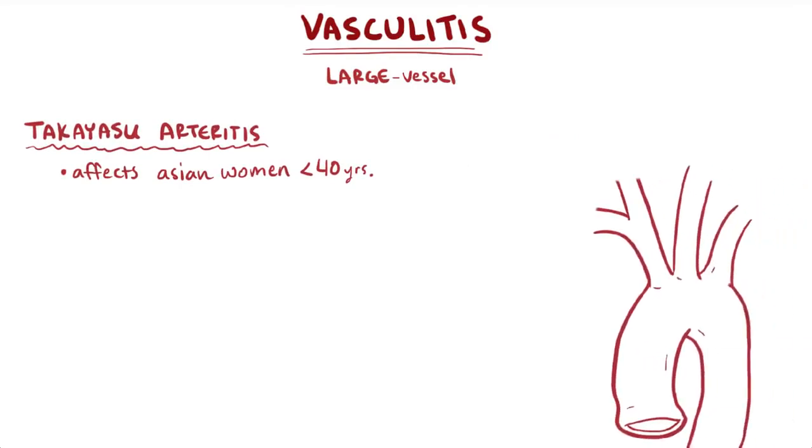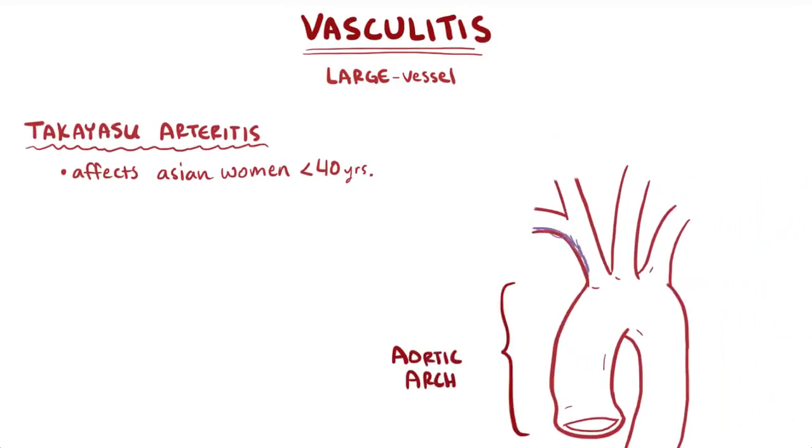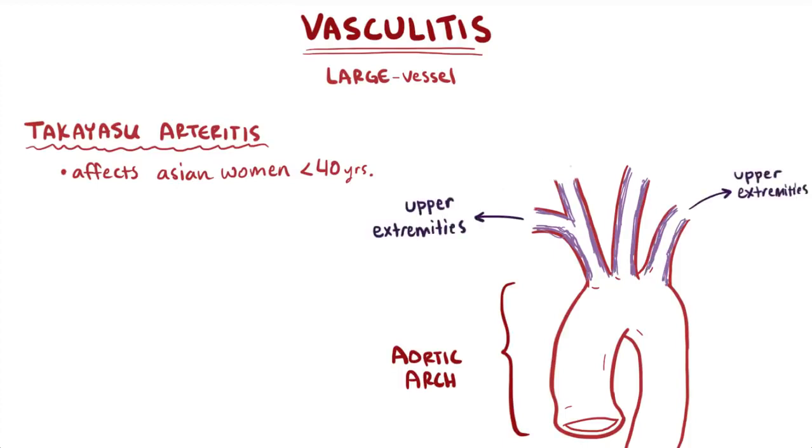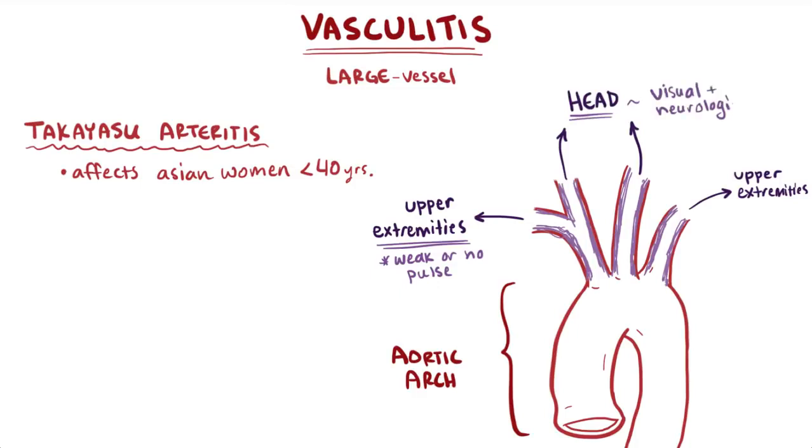And 2, it affects the arteries that branch off from the aortic arch, particularly around the branch points. If the inflammation happens around the aortic branches that serve the upper extremities, it can cause weak or non-existent pulse. If the inflammation happens around the aortic branch that serves the head, then it can cause visual and neurological symptoms.